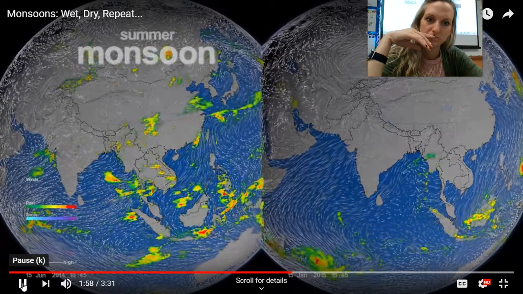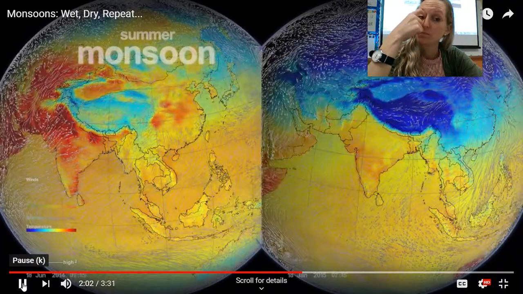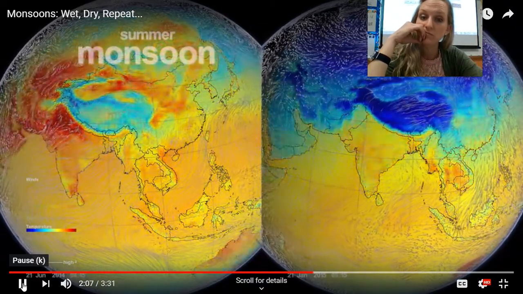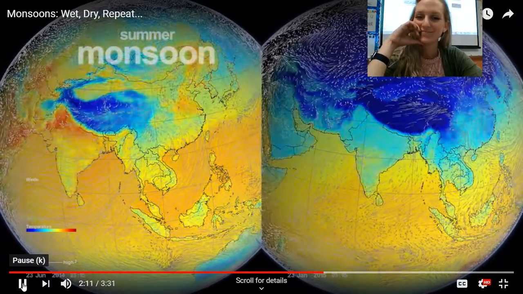And where the land is nice and warm, the air expands and it draws in the moist precipitation from the ocean waters. But in the wintertime, it's very cold, and you can see that the moisture then goes from the continent back into the oceans.